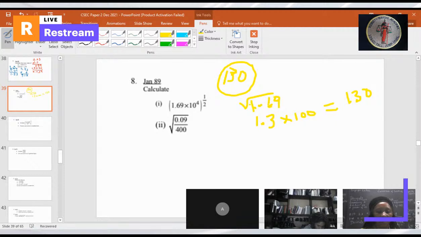All right, so for the next part, find the square root. Okay, miss, on the calculator it says 0.015. 0.015. Yes, miss.